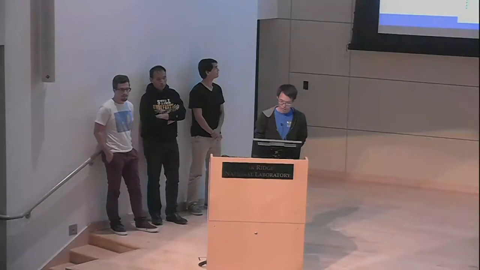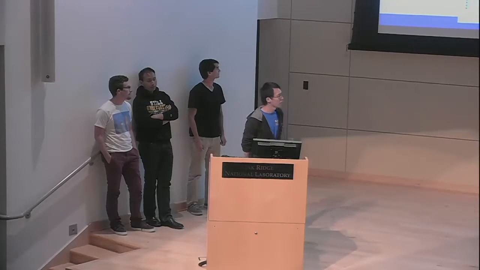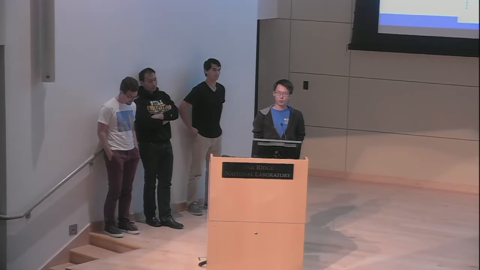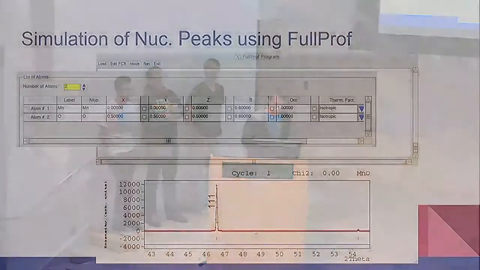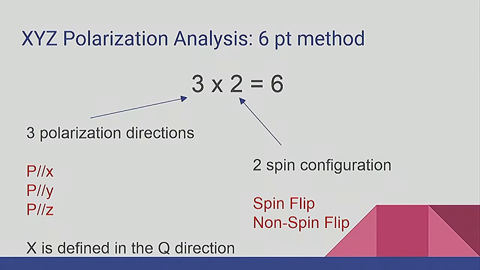Okay, so now we all know what the theory looks like. Let's take a look at the data. So before we do the experiment, we need to run some simulation. And here what we did is we ran FullProf, and we focus on this nuclear 111 peak just to make sure that we can actually see some signal in our detector. And here we have to use this 6-point method, which is called XYZ polarization analysis.